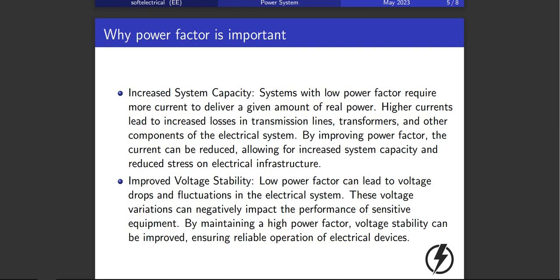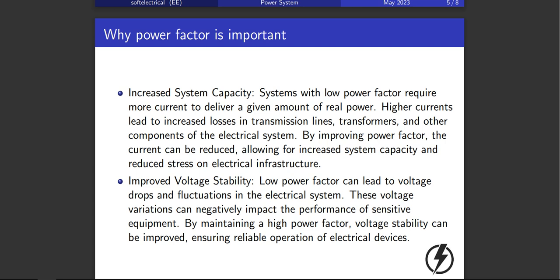3. Increased system capacity. Systems with low power factor require more current to deliver a given amount of real power. Higher currents lead to increased losses in transmission lines, transformers, and other components of the electrical system. By improving power factor, the current can be reduced, allowing for increased system capacity and reduced stress on electrical infrastructure.